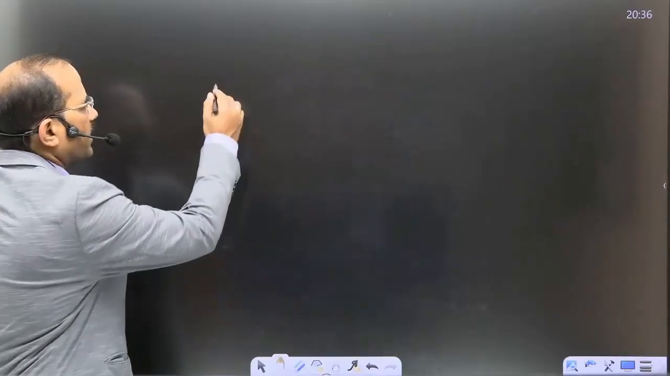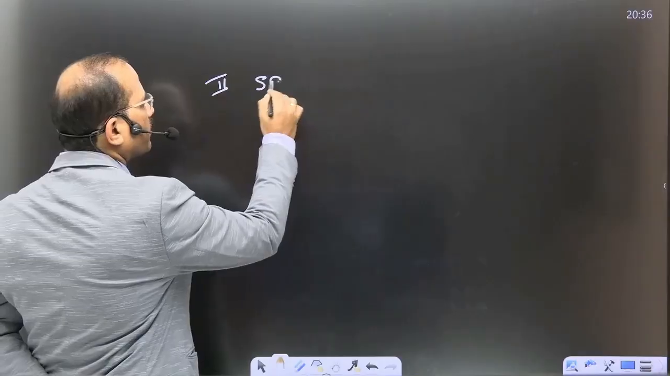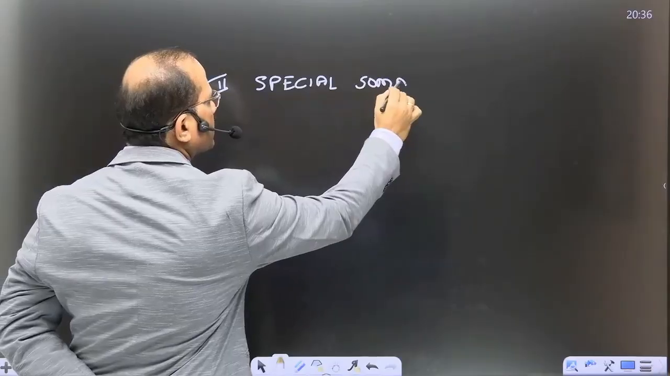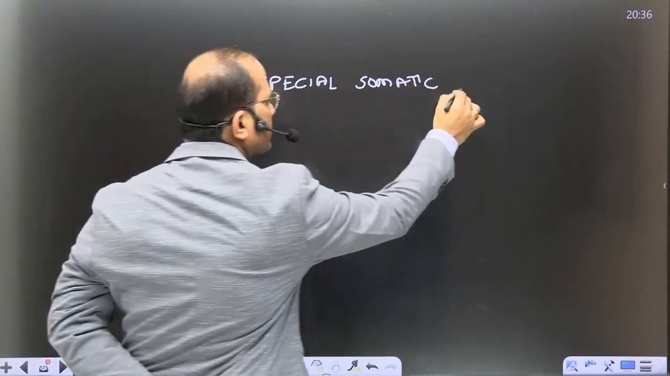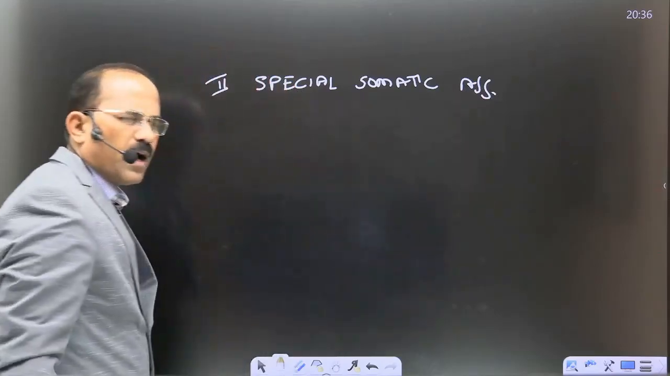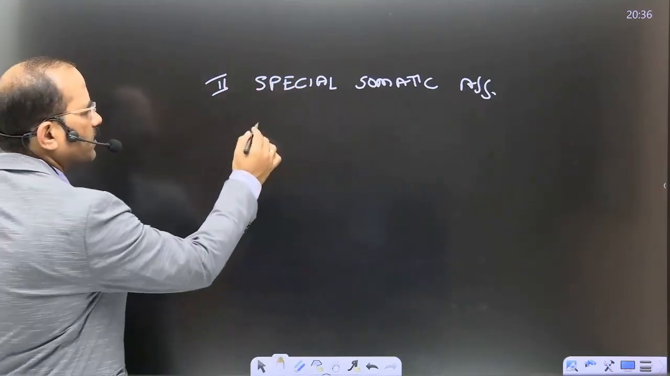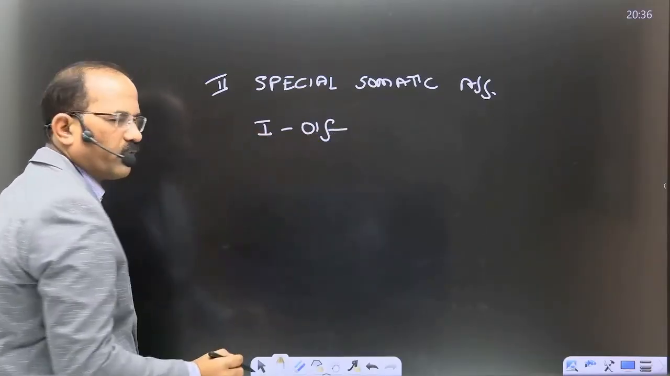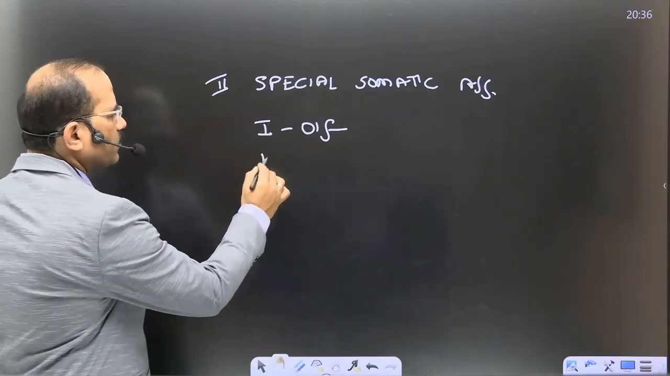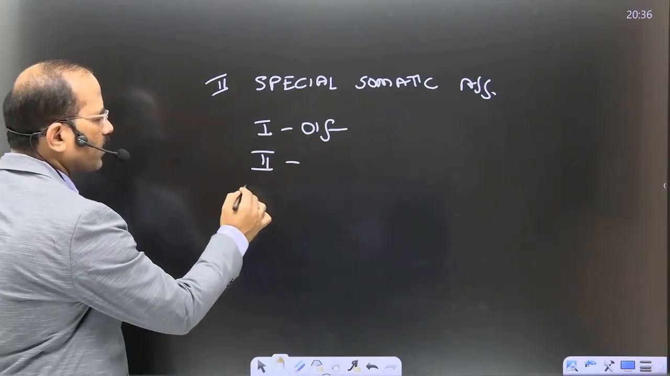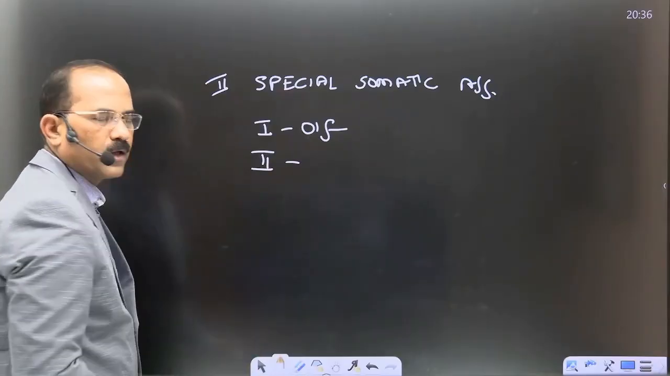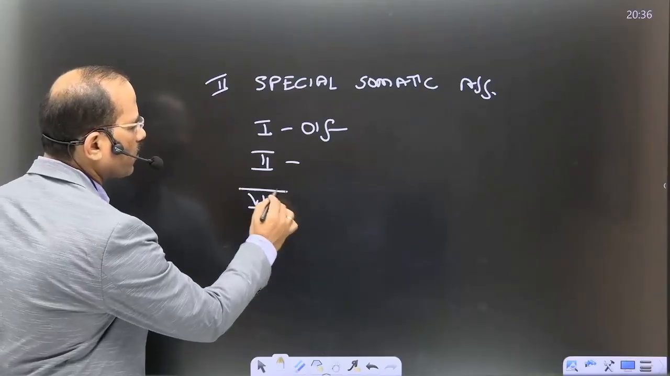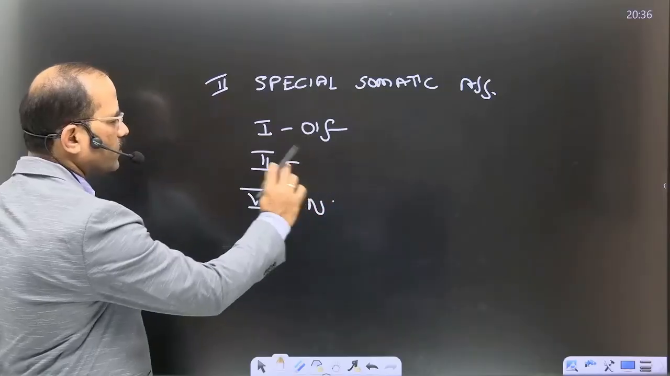Coming to the second component, special somatic afferent. Somatic is body wall. So special sensations from the body wall are, one is smell. That's the first nerve, the olfactory nerve. Second, the nerve for vision, that's the optic nerve. First, second, right? And the eighth nerve is vestibulocochlear. First, second, and eighth nerve.